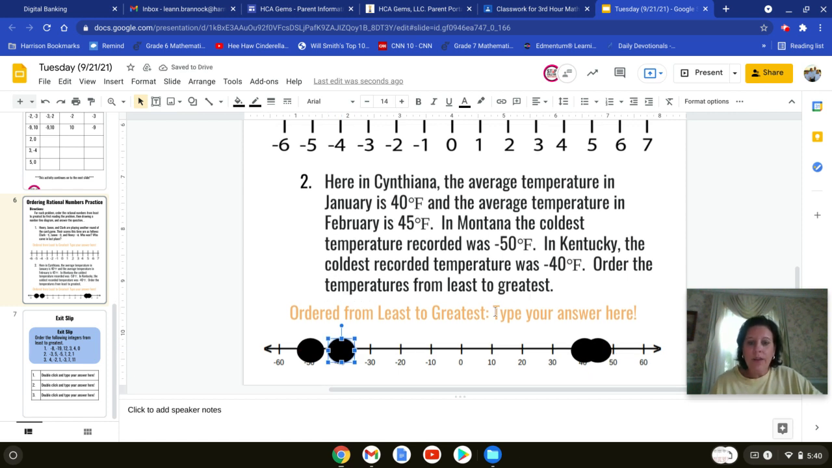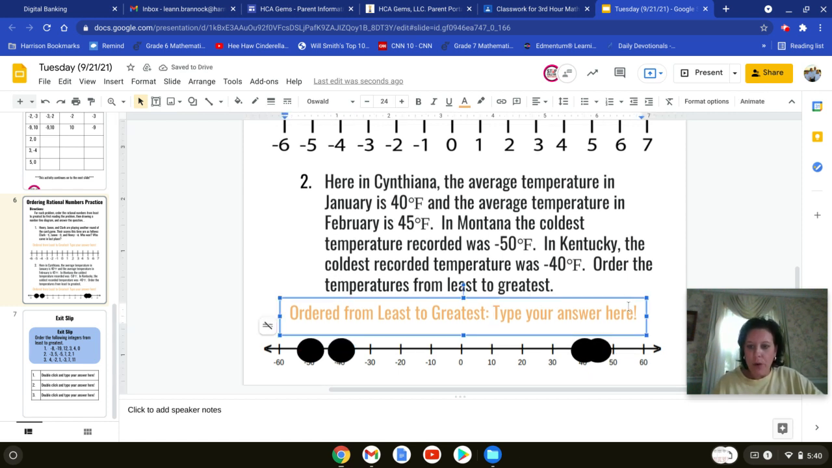Now, order them from least to greatest. So now we have our 4 data points, and we go from left to right. So negative 50 is the furthest to the left. Then negative 40, we're moving to the right. Positive 40, then positive 45. Positive 45 is the warmest temperature listed. Does that make sense? I sure hope so.